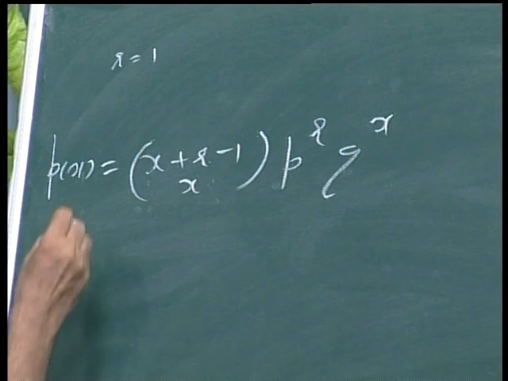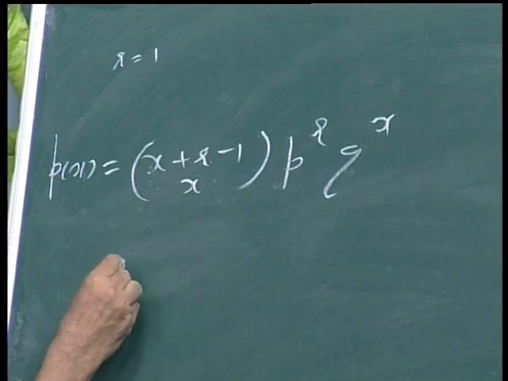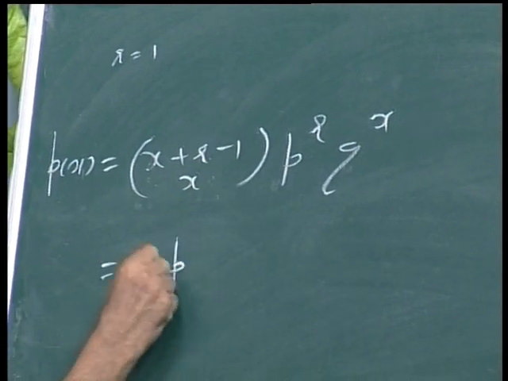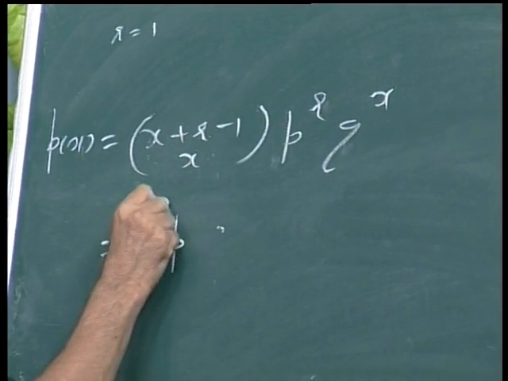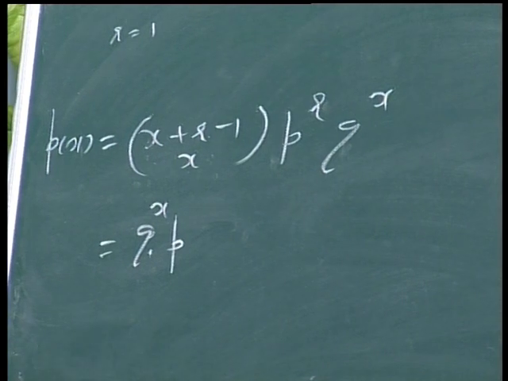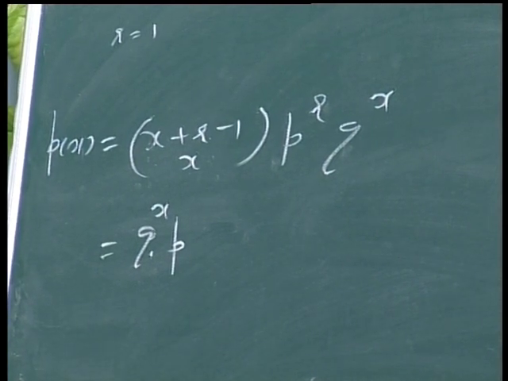When we take r is equal to 1, then x C x is 1, p raised to 1, q raised to x, so q raised to x into p, and this is the case of geometric distribution. So it is the probability of the number of failures preceding the first success. Suppose a couple decide to have children until they get the first male child, so that is the case of geometric distribution.